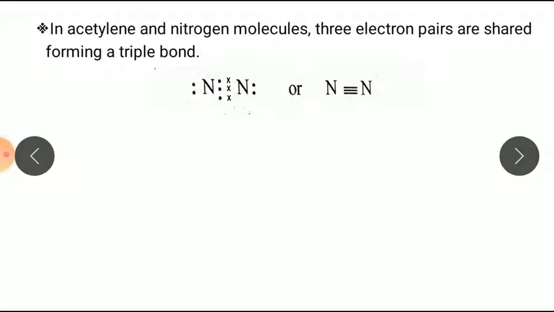In acetylene and the nitrogen molecule, three electron pairs are shared forming a triple bond. See, in this case, this nitrogen has a total of 5 electrons and this nitrogen also has 5 electrons. But in that case, three electrons are shared with each other, forming N triple bond N. That means here there will be formation of a triple bond between these nitrogen atoms.